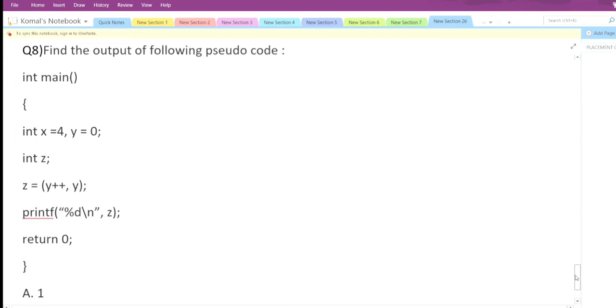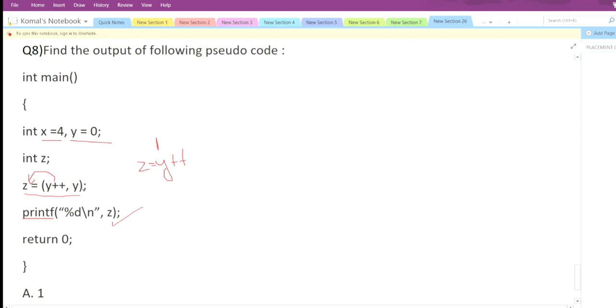So now we will see the next question. Find the output of the following pseudocode. In this they have given two variables, x is equal to 4 and y is equal to 0. Now what they are doing is z is equal to y plus plus and y. Now see this type of questions, if I have given brackets here, that means this value z will be assigned y plus plus, not y. So first it will increment the value of y. The value of y is 0, so it will be 1 now. So the value of z is 1, and it is printing the value of z.